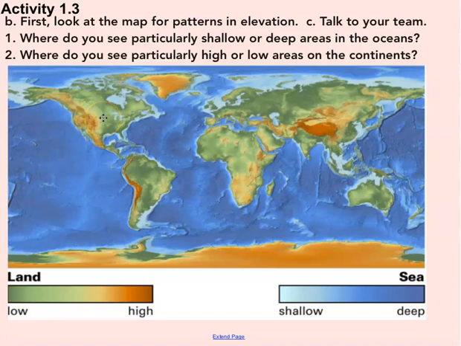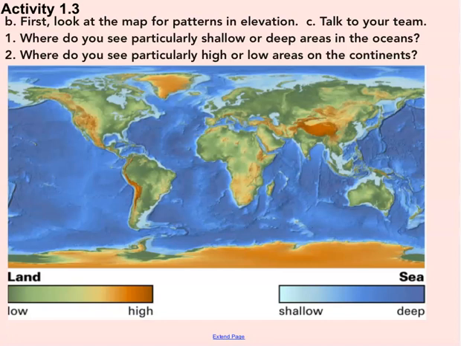And this hopefully makes sense to you, because if it doesn't, think about what would happen if the oceans were actually a higher elevation than the land. Well, they would be flooding the land, so they would be the ocean themselves. So look at the map for patterns in elevation, and discuss this with your team or your group. What do you see? What do you observe?